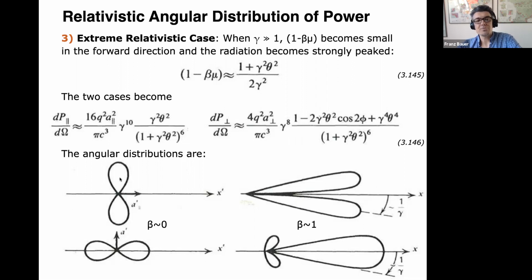And so these two lobes, the dipoles, which were going out perpendicular, are now folded in and are within a beam of approximately, this angle is approximately 1 over gamma.